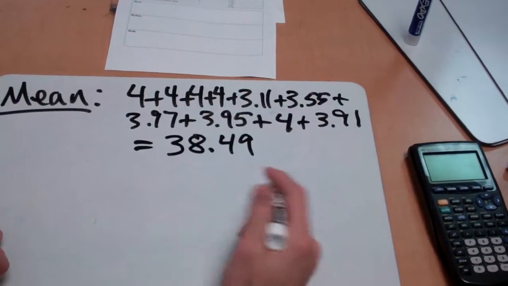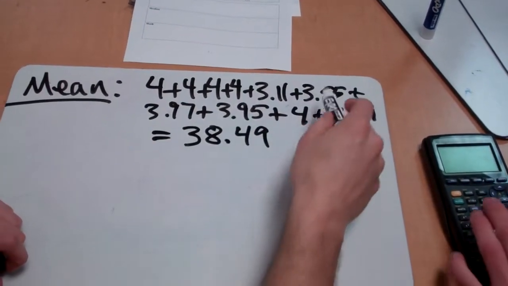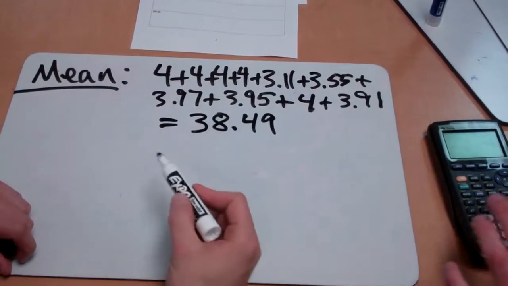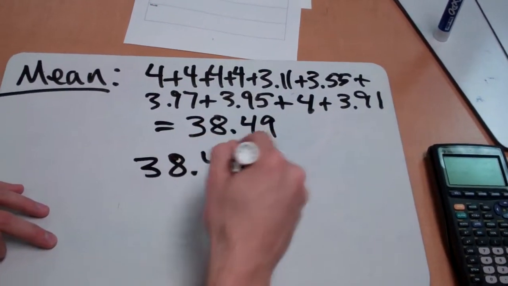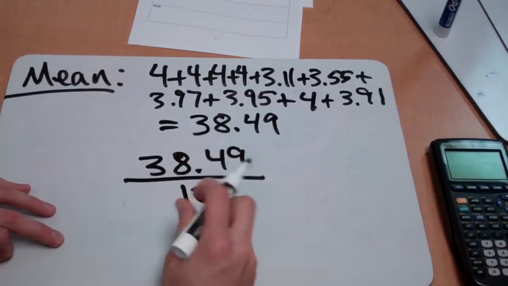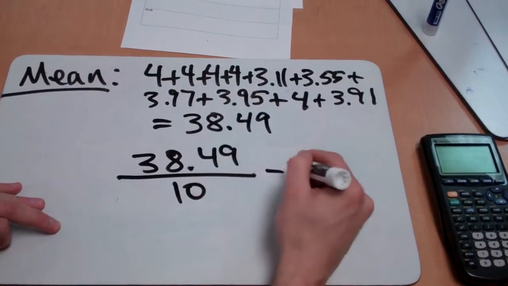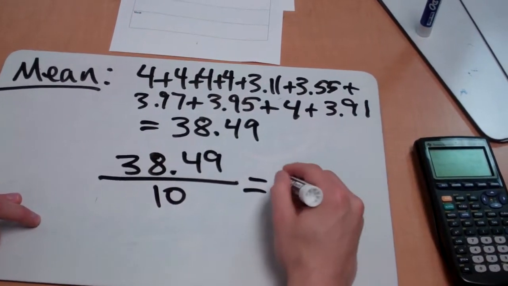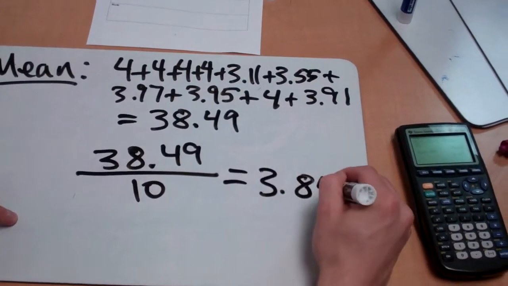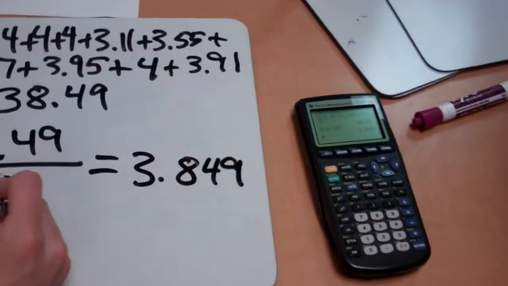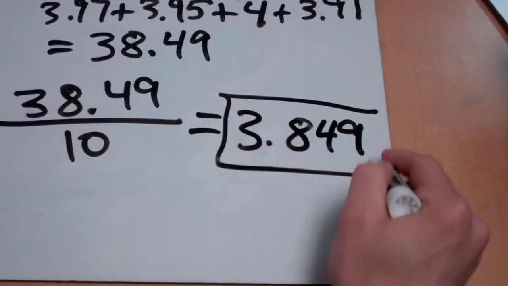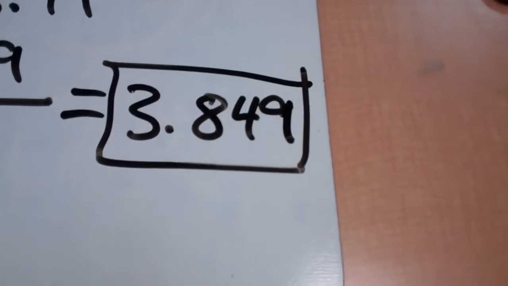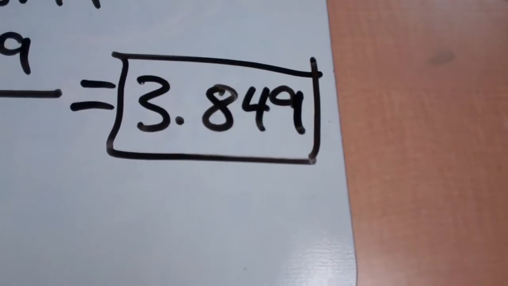38.49. Okay. And what are we dividing by? We are going to divide by 10 because we've added up 10 total values. So we take 38.49 and divide by the number of values we have. 38.49 divided by 10 is 3.849. When I divide by 10, I can just move that decimal point over 1. And so that is his average GPA throughout all of his years in school.